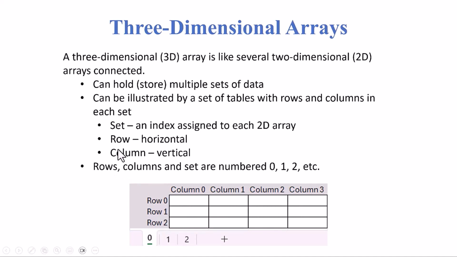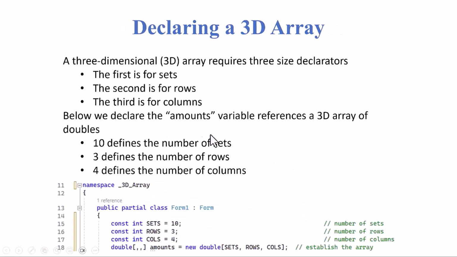Again, rows and columns don't have to be called rows and columns, they can be called something else. And set doesn't have to be called set. It can be called something else like year or something of that nature. A three-dimensional array requires three size declarations. The first is for sets, the second for rows, the third for columns. And below we declare the amounts variable.